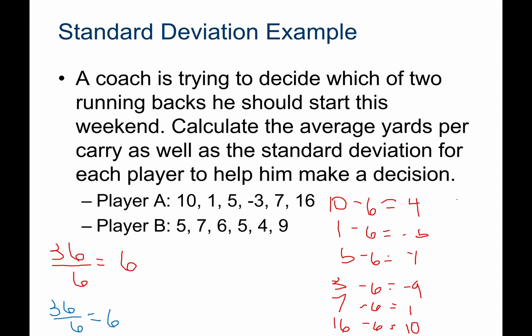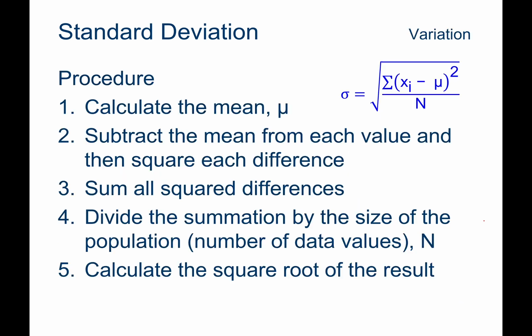Next up, I have to square each of those values. So 4 squared gives me 16. -5 squared gives me 25. Remember, when you square a negative number, the result is positive. 1 squared is 1. -9 squared is 81. 1 squared is 1. And 10 squared gives me 100. So step 2 is now complete. I just finished this one. Subtract the mean from each value and square each difference.